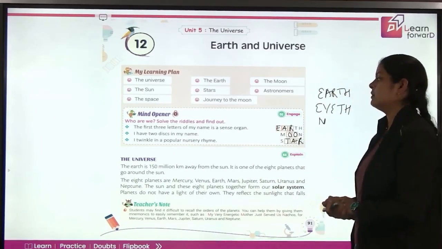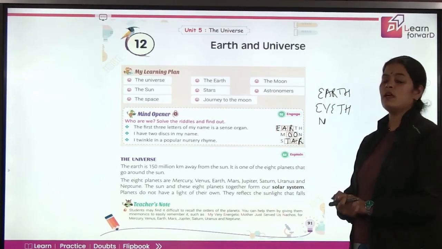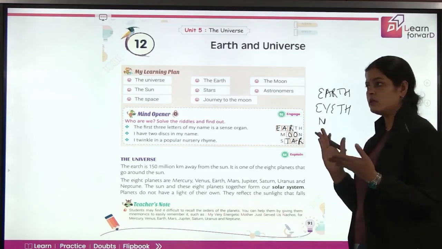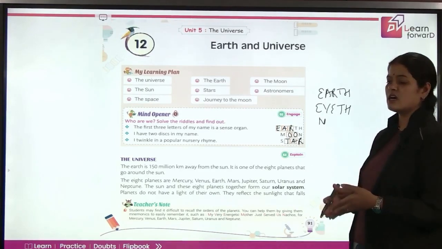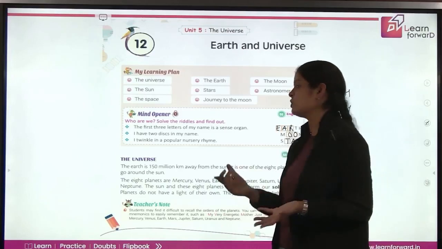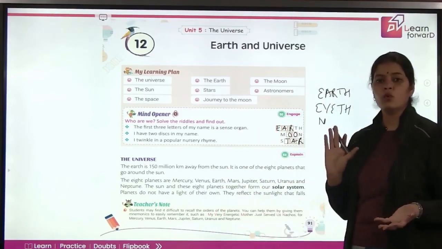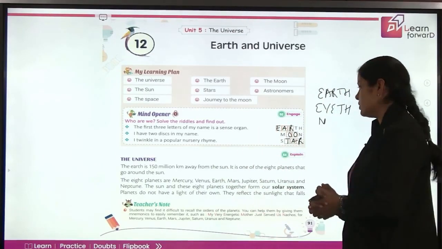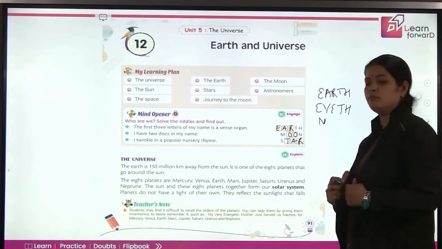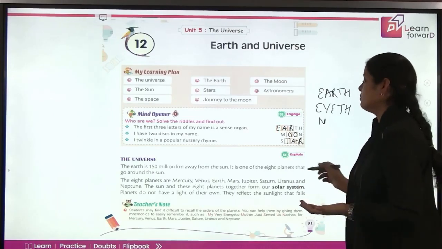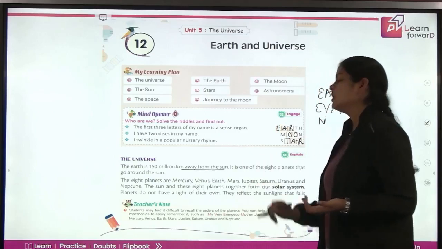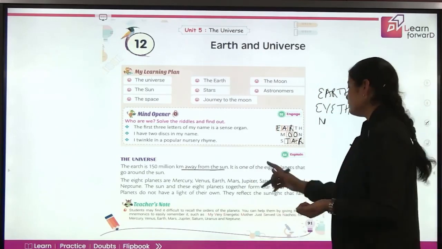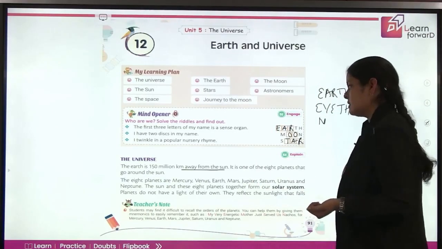So let's start with the universe. Everything means your sun, your planets, your stars, other heavenly objects, all comes under this one world that we call universe. The earth is 150 million kilometers away from the sun. So this is the distance between earth and sun. It is one of the 8 planets that go around the sun.